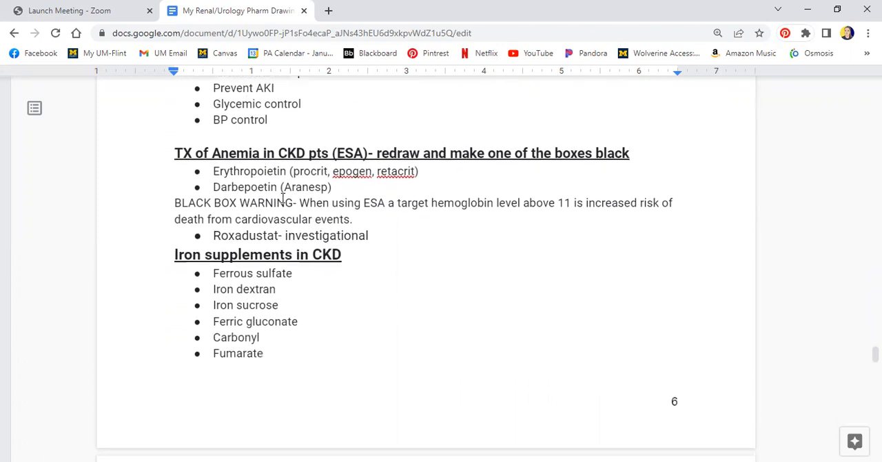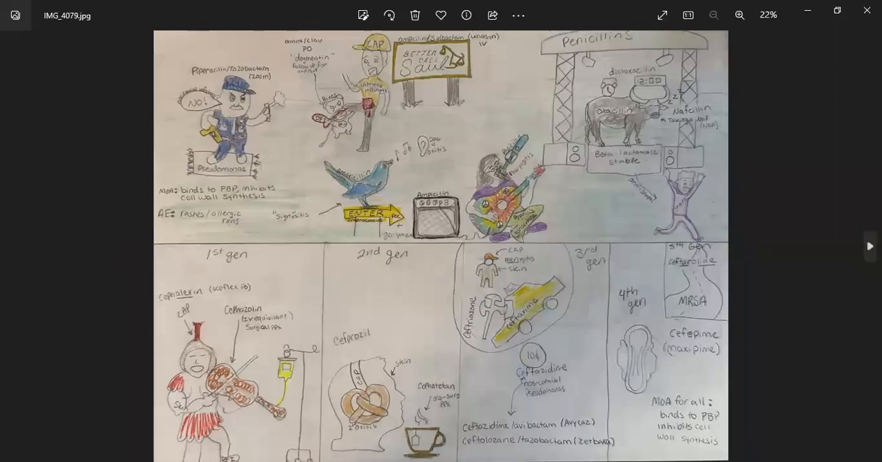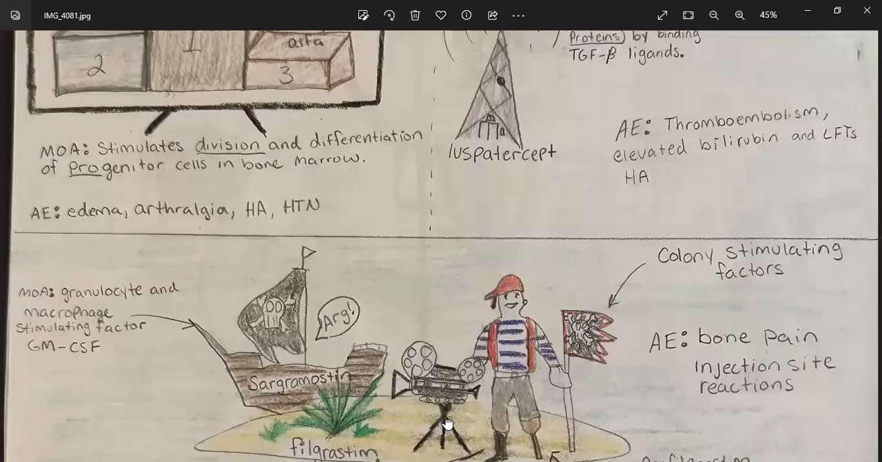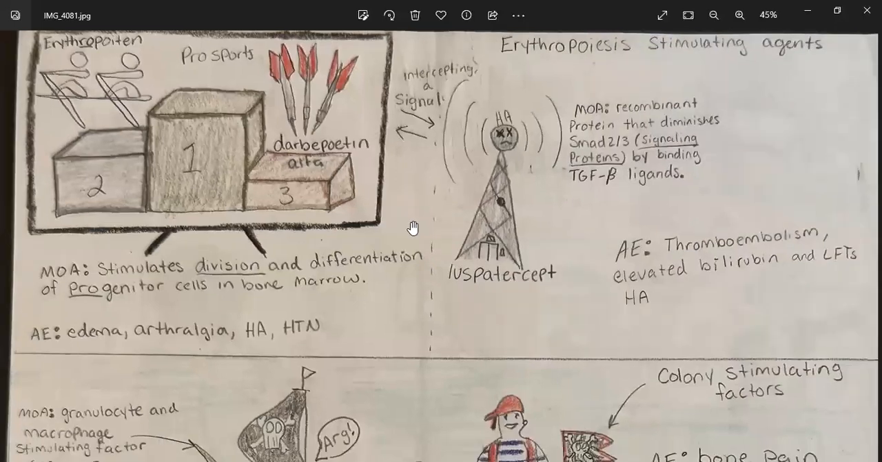So patients with CKD often get anemia. And so there are some drugs to treat anemia called ESAs, or erythropoietin stimulating agents. And I have a picture for that. And this is way back in heme. I think I made this drawing. So remember, they're going to stimulate erythropoietin in your bone marrow, which is going to basically make more red blood cells. But the actual MOA is that it stimulates the division and differentiation of progenitor cells in bone marrow.